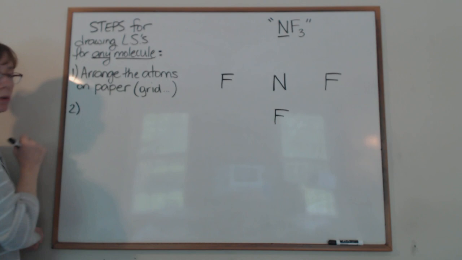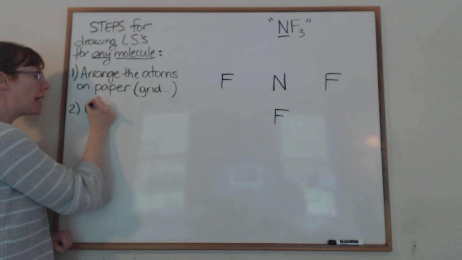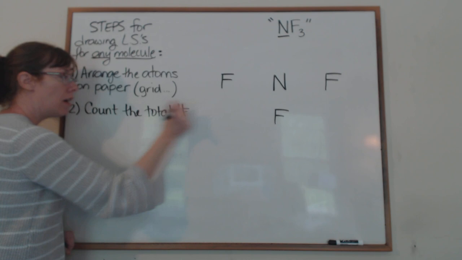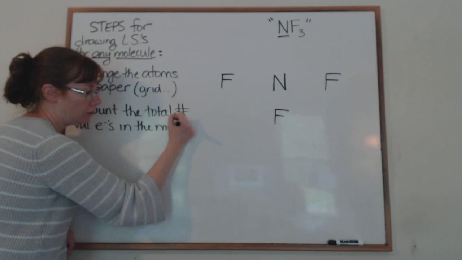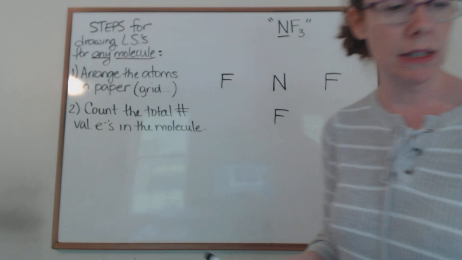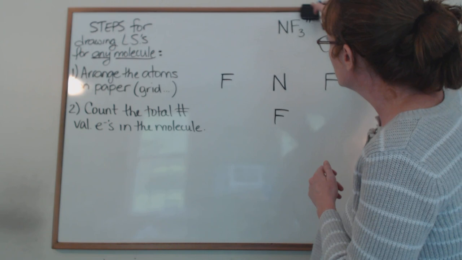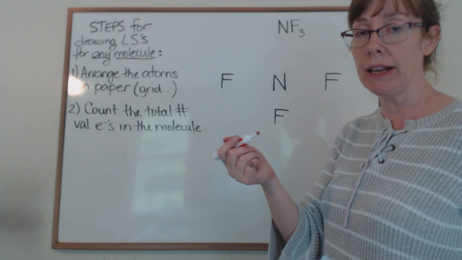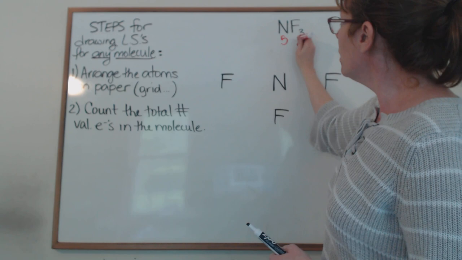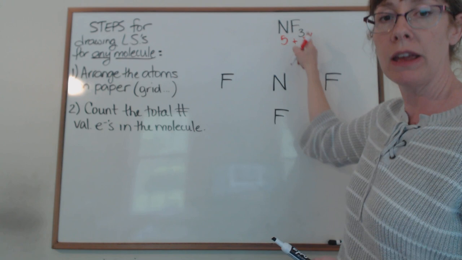Step two is a mathematical thing. You want to count the total number of valence electrons in the molecule. What I usually do is do it right next to the formula. Nitrogen has how many valence electrons? Go to your periodic table. It's in group 5, so he has 5. Fluorine, well, first of all, there are 3 fluorines, so whatever he has, I've got to multiply by 3. Fluorine has 7 valence electrons. So that's 21 plus 5 is 26.